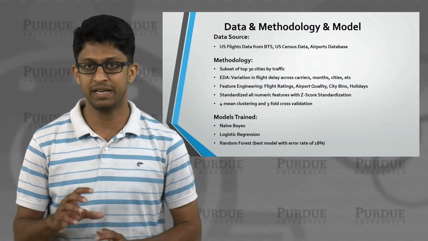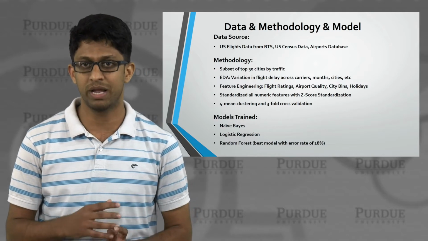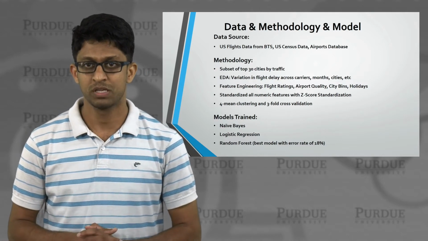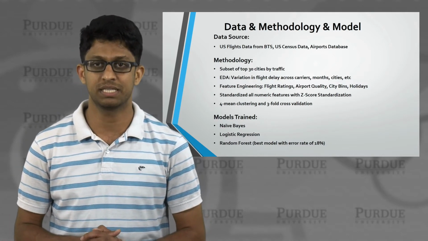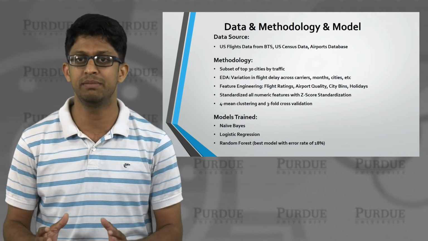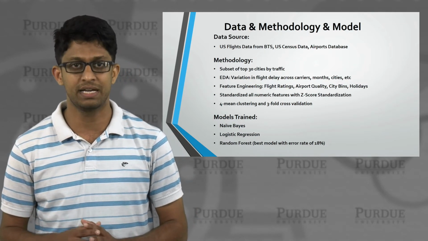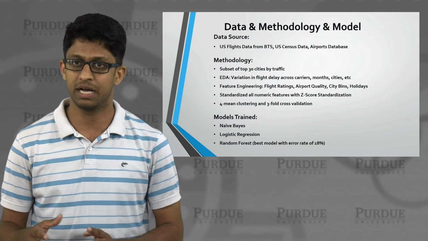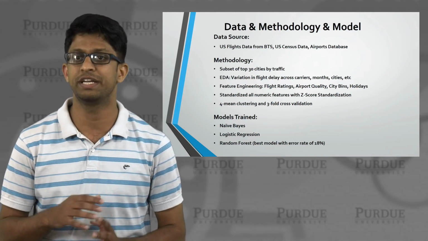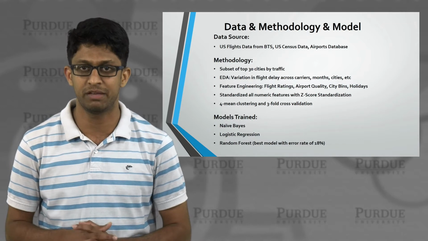So this helped us define a lot of new extra variables which we thought would be really useful while running the model. So for that, we defined extra columns such as the flight ratings, airport quality, the city bins. We divided the city based on the population. And on top of this, another interesting variable that we added was the holidays. That is, if a flight is scheduled on a national holiday, that would be ticked as 1 or 0. So that was basically a binary variable.